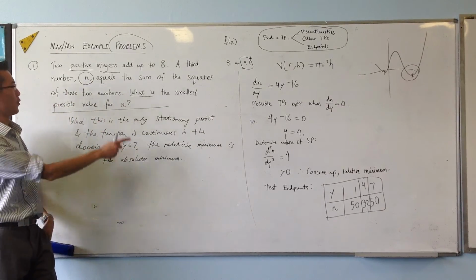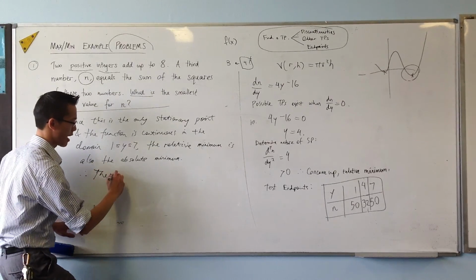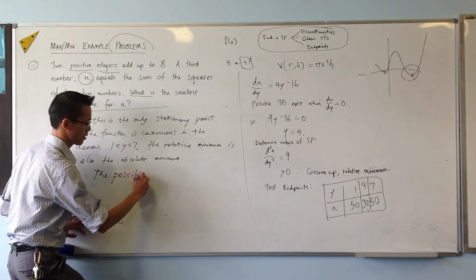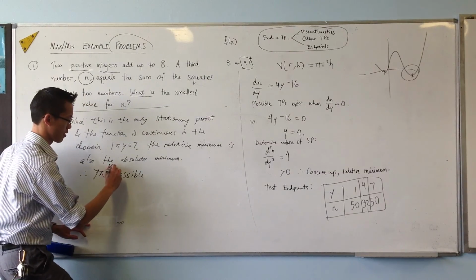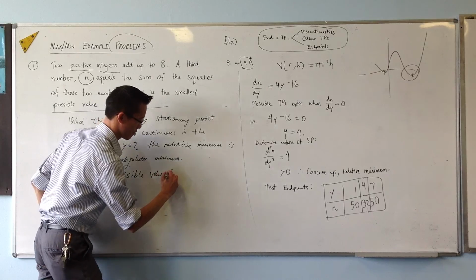Now, what is the smallest possible value for n? They ask you the question in a sentence, so you should answer in a sentence. Smallest possible value for n.